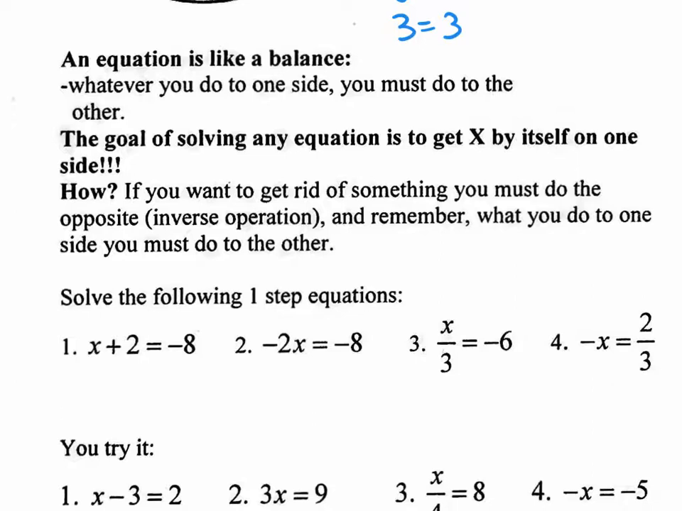The goal of solving any equation is to get x by itself on one side. So you want the answer to be x equals a number. x equals 5, x equals negative 2, x equals 0. You want x by itself on one side of the equal sign, okay? Now, if that's the goal, how do you do that? If you want to get rid of something, you must do the opposite, the inverse operation. If there's a fire, you turn it off with water, right? With the opposite, right? So if there's a plus 3, you're going to get rid of that plus 3 with a minus 3. If there's a times 2, you're going to get rid of that times 2 with divided by 2, right?